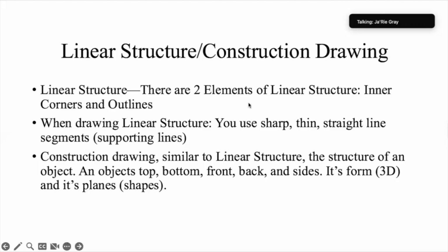When we're drawing, we have to give the illusion, or the lie, that this object is something a viewer can come and pick up and walk away with. So we have to give the illusion of form, the illusion of 3D, because our surface is a 2D surface. With linear structure, you typically want to use sharp, thin, straight line segments, or you can use organizational lines. Supporting lines and organizational lines help you with construction and structure.